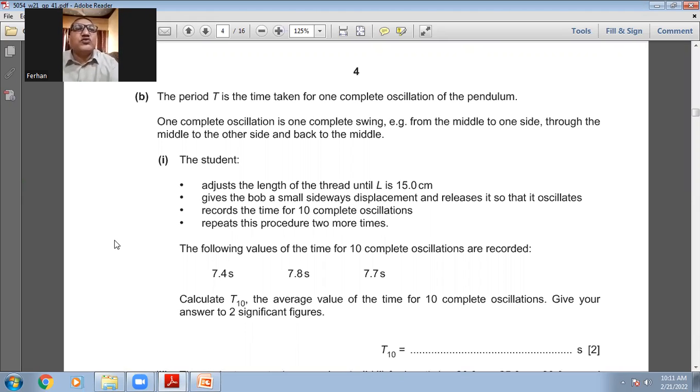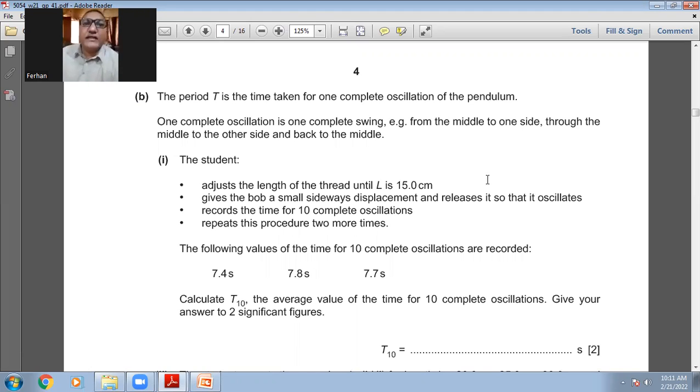Then he says the student adjusts the length of the thread until L is 15 centimeter, gives the bob a small sideways displacement and releases it so that it oscillates, records the time for 10 complete oscillations, and repeats this procedure 2 more times. The following values of the time for 10 complete oscillations are recorded: 7.4 seconds, 7.8 seconds, 7.7 seconds. He says calculate T10, the average value of the time for 10 complete oscillations, and give your answer to two significant figures.